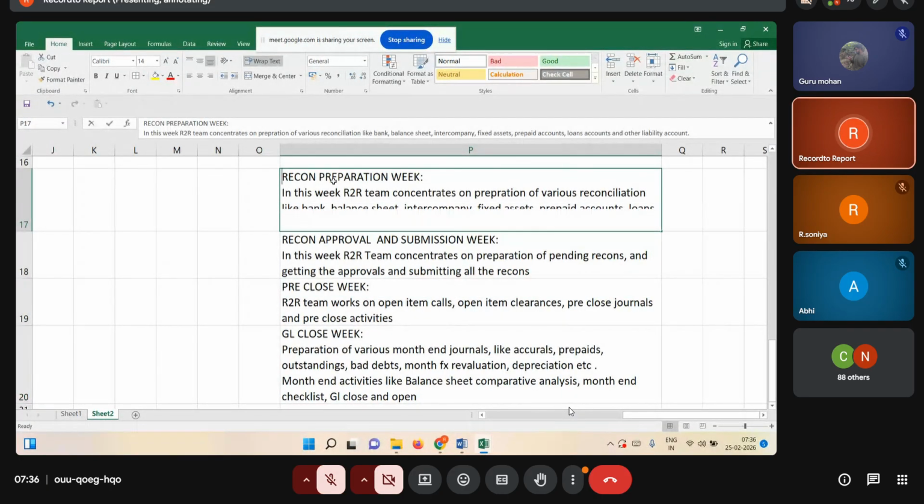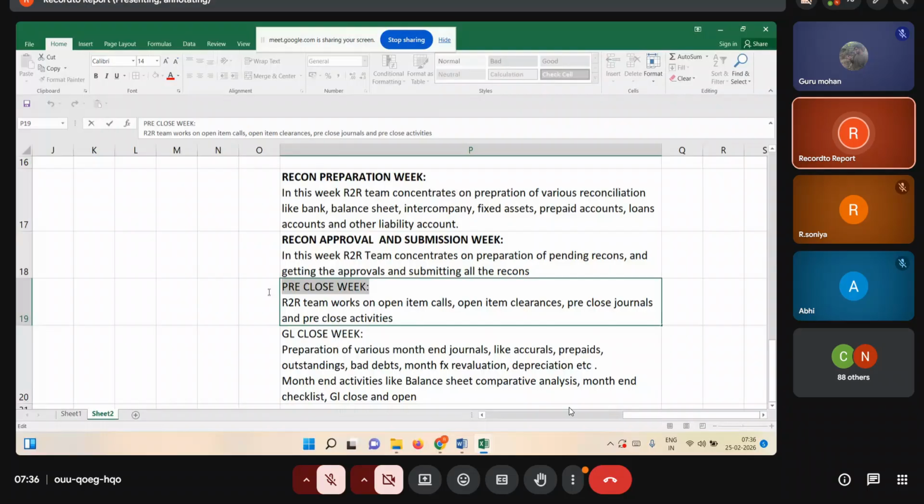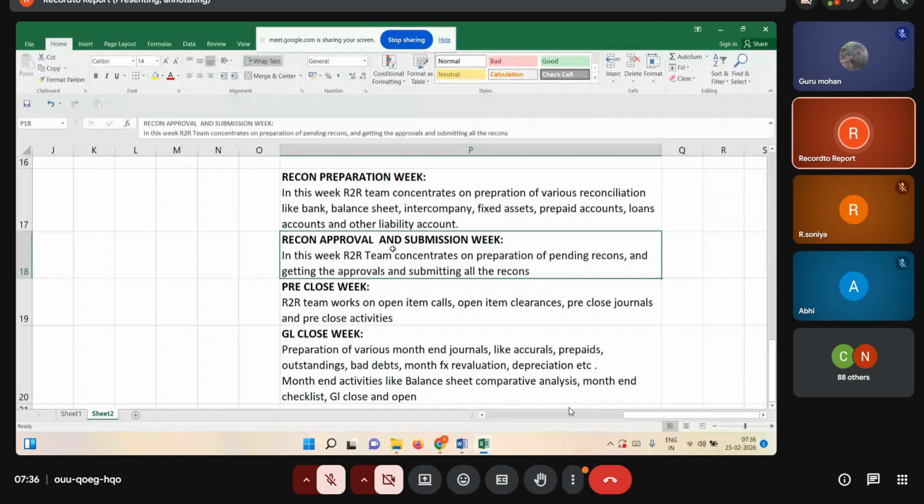This is common. In the first 2 weeks of the month, what set of activities are we concentrating on, guys? That is reconciliations. In the next 2 weeks, we are concentrating on pending journals and close. So why is the R2R team not processing the month-end adjustment journals in the first 2 weeks?